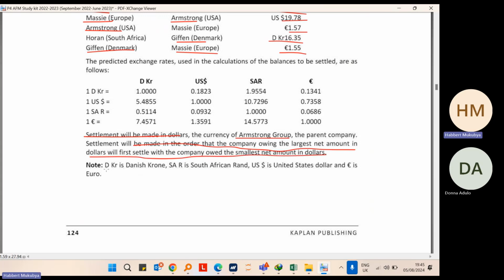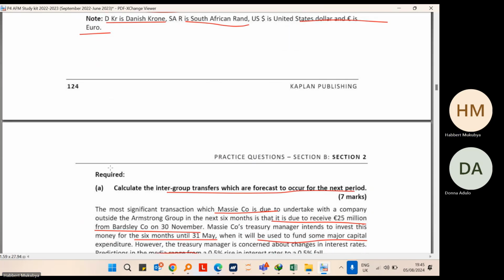Okay, they are here. This is the Danish krone, South African rand, and the US dollar. Then we have euros. So this is the first one, and they are saying calculate the intergroup transfers that we are going to forecast.